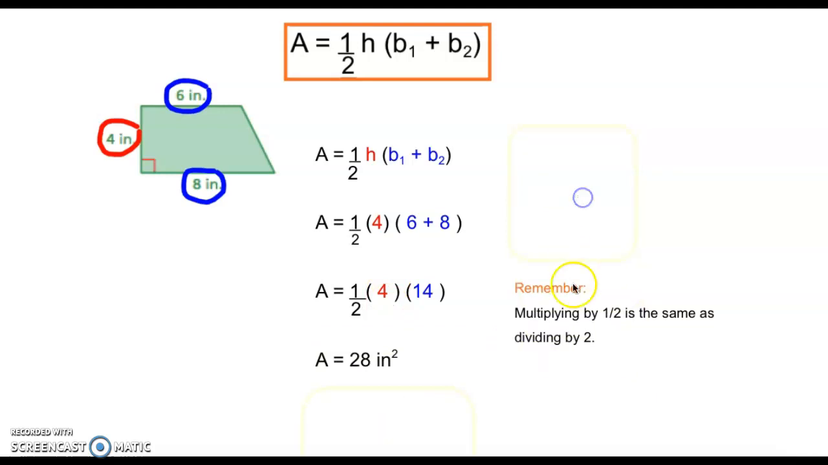Remember, when you're multiplying by 1/2, that's the same as dividing by 2. So I could say, what's half of 4? Or I could say, well, 4 divided by 2.